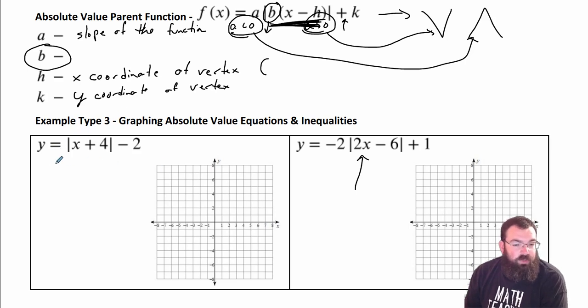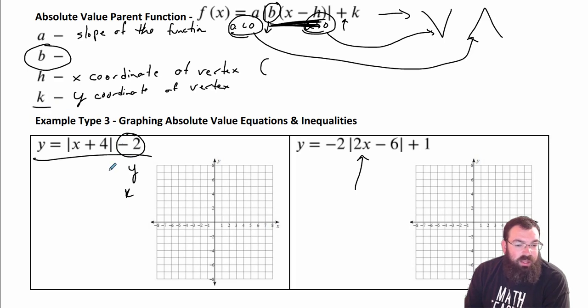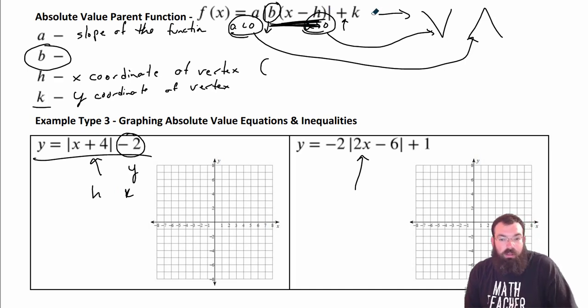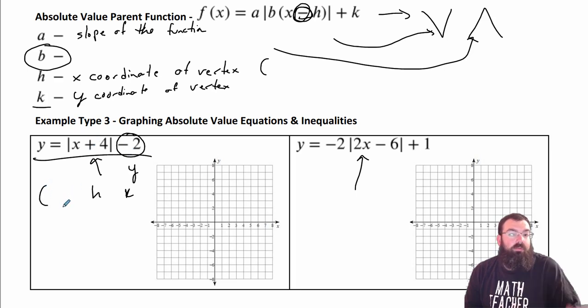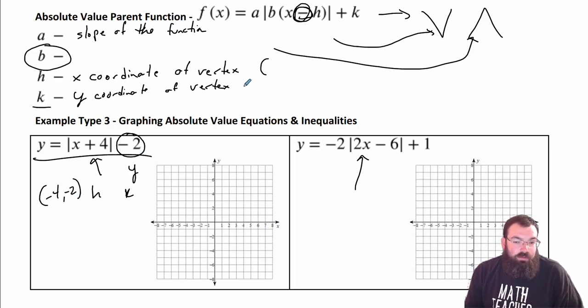We'll do this. Okay, so the very first one here, pretty simple, not too bad, is this is our y value, or our k. And this here is really our h, but our h in our equation up here, let me clean it up a little bit for you. Our h is really a negative right here. So that means our ordered pair of the vertex is going to be negative 4 comma negative 2. The y value always stays the same. The x value flips signs. So it's negative 4. Okay?